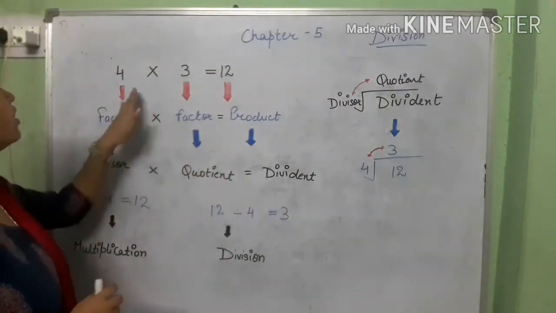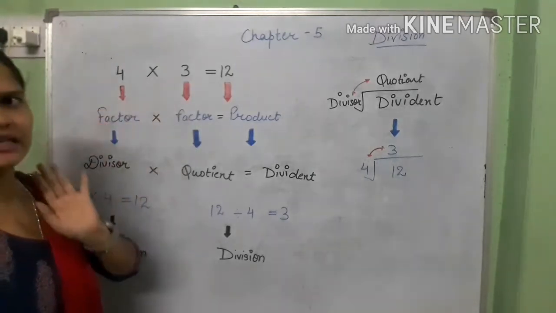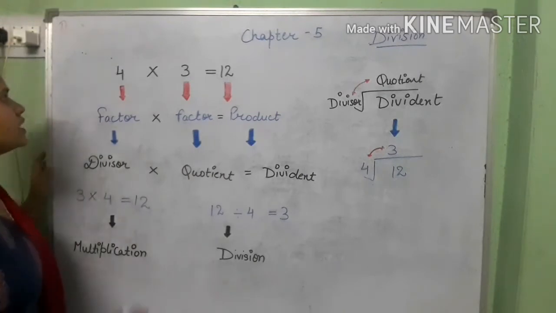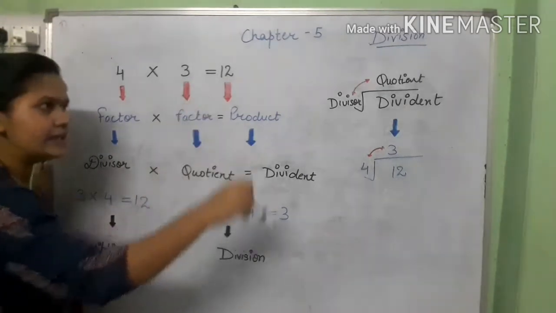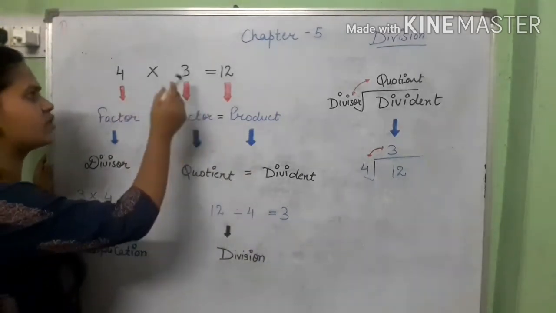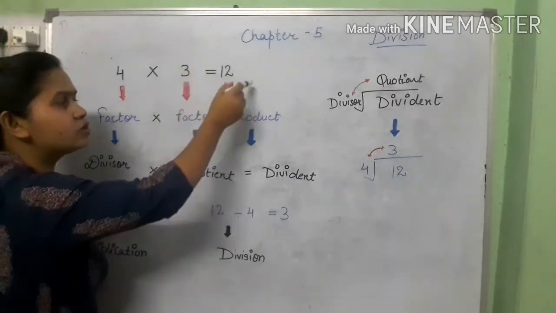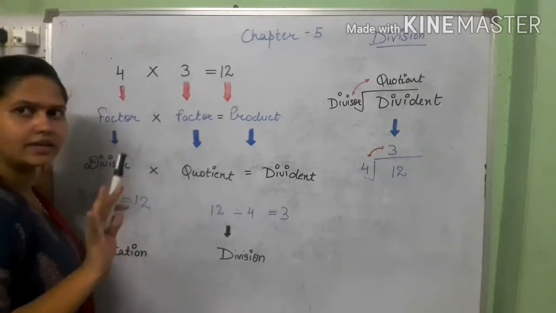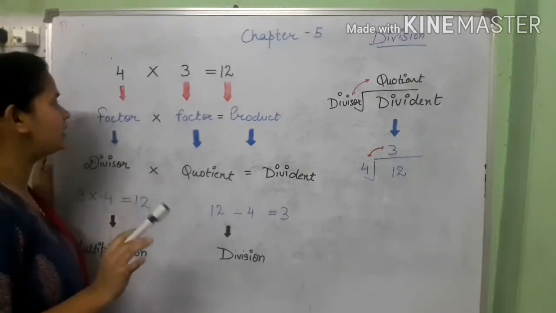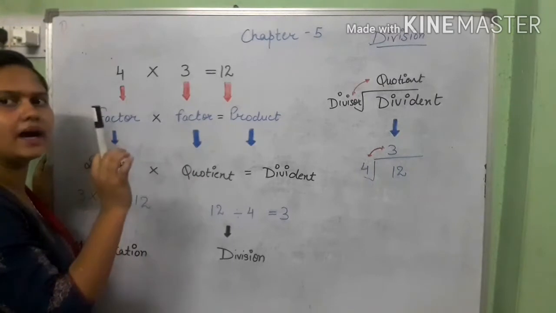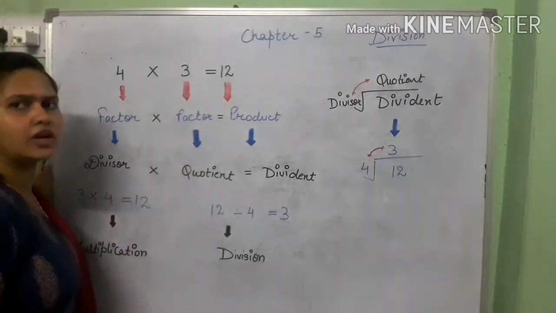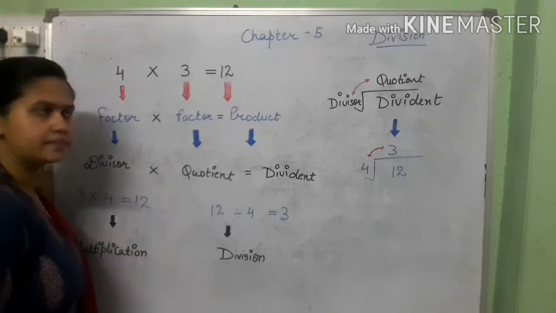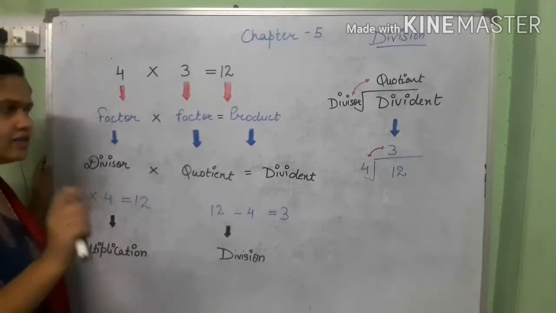We can see here 4 3s are 12 in our multiplication, which we did in our previous chapter. In the multiplication, this one is a factor, this one is also a factor, and the answer that comes to us is the product. As I taught you, this is the multiplicand and multiplier, and the answer is the product, but this will change in the division. How? I will show you.